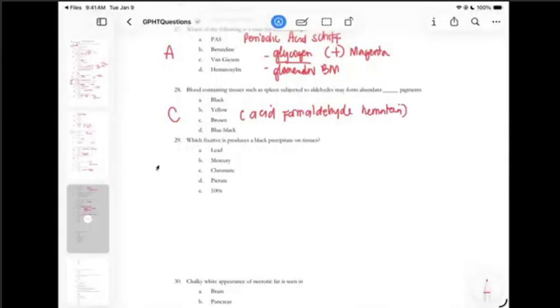And we have to remove that, no? Since it can interfere with staining. So number 28, letter C. Number 29, which would produce a black precipitate on tissue. So black pigment, no? So due to the excess mercury, that's letter B. So number 29, letter B.